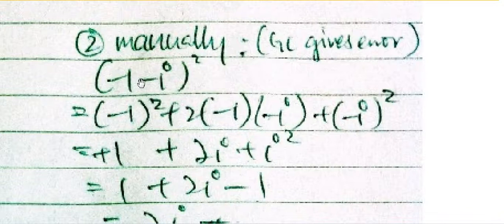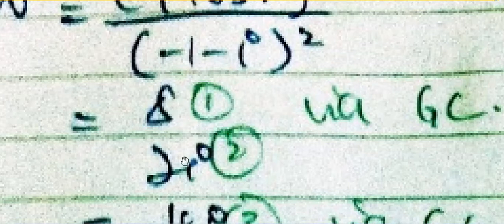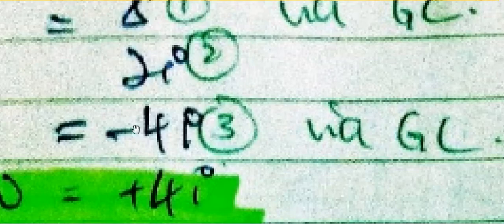So, (A plus B) to the power of 2 is A squared plus 2AB plus B squared. So, you should get a 2i. So, dividing an 8 by 2i, you should get a minus 4i. Hence, W equals plus 4i and mod W equals 4.